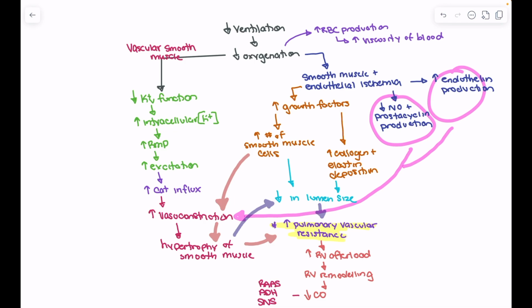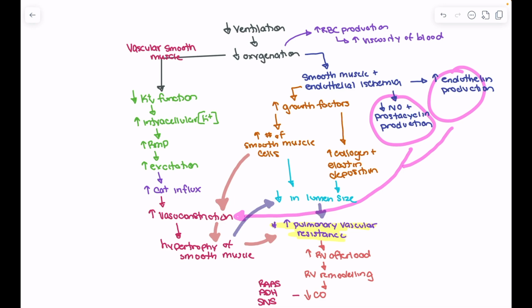One of the issues we see in people with chronic VQ mismatch is that we also get an increase in red blood cell production, which not only leaves us with a smaller lumen size, but we're also trying to shove more red blood cells through that lumen, increasing viscosity, which further increases pulmonary vascular resistance. And the big issue here is for the right ventricle. The right ventricle is what is pumping against the pressure in this pulmonary system, and we get right ventricular remodeling. So this is the crux of cor pulmonale. And as that right ventricle remodels, we start to see a reduction in cardiac output, and the patient starts to enter a form of congestive heart failure.